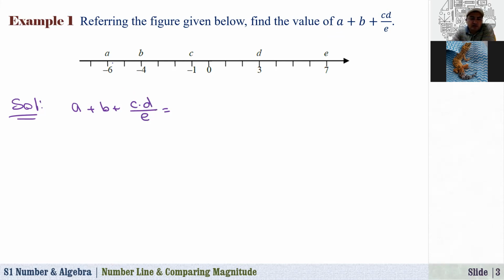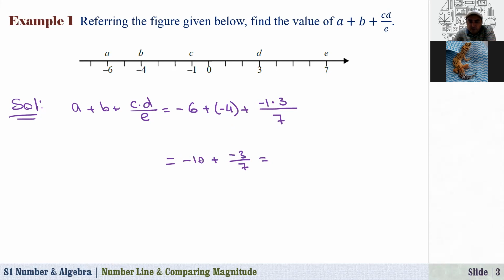what is a? Here, a is sitting over this -6. So the value of a is -6. Plus, how about b? It is sitting just over this -4. So its value is -4. Plus, now we have the fraction line. C is -1 times d, which is 3, over e. And e is equal to 7. After that, we need to simplify this. Plus times minus, that is negative. -6 plus -4, that is -10. Plus -1 times 3, that is -3, so -3 over 7.